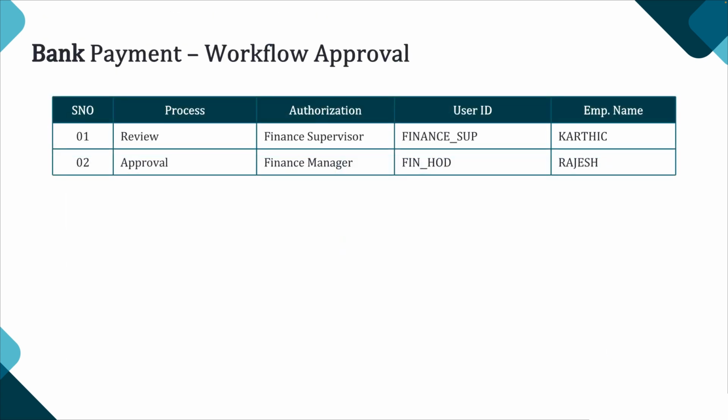This slide shows the bank payment workflow process, which consists of two levels of reviewing and approving. First, after the entries are made by the creator, the document will be forwarded to the supervisor to review. Once reviewed, it will be forwarded to the manager, who is responsible for approval. This is how the workflow takes place.